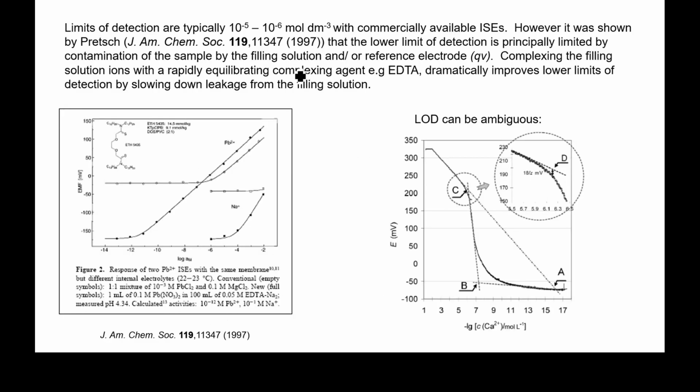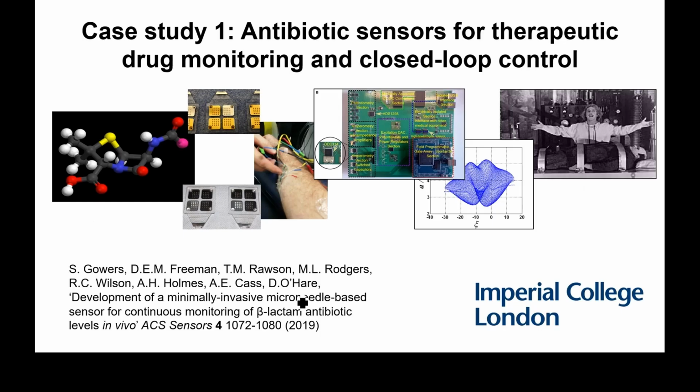But work by Ernő Pretsch at the tail end of the 20th century showed if you put a complexing agent in the filling solution, you can actually extend the limit of detection by another, well, in his case, 5 orders of magnitude down to picomolar levels. So what he showed here was that actually what limits the limit of detection of an ion selective membrane electrode is typically leakage of the analyte from the filling solution. I just mention this now in passing because often it's the simplest things. This wasn't thought about for the 50 years that these devices have been in use. But putting a complexing agent in the filling solution really improves the limit of detection.